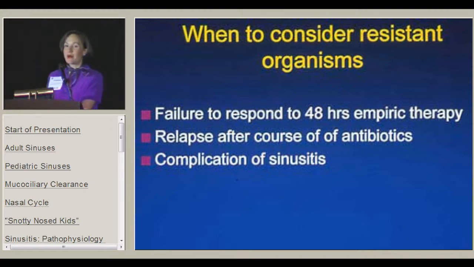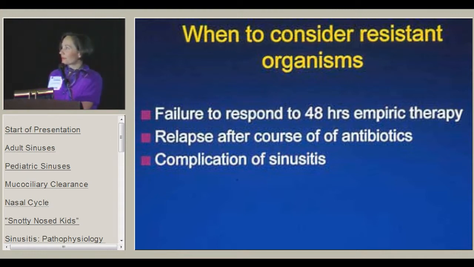Well, obviously, if they continue to have a high fever, they're continuing to feel horrible, they're not improved at all at 48 hours of your empiric therapy, you're going to want to consider that they've developed a resistant organism. Anyone who initially gets better and you stop antibiotics and within a week or two they're ill again, you may want to consider that they've had a resistant organism that was improved but not cured.